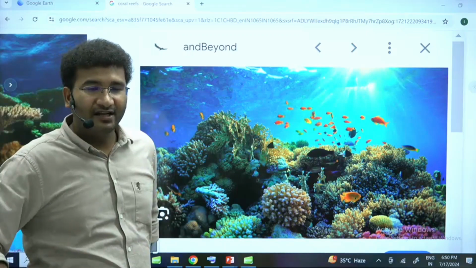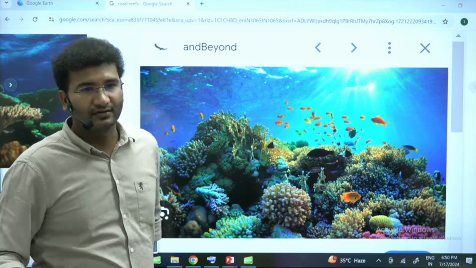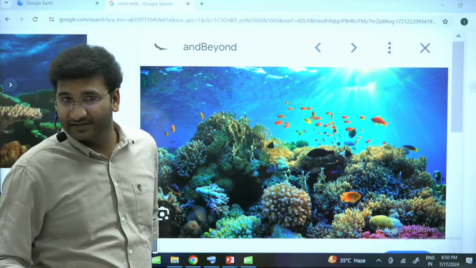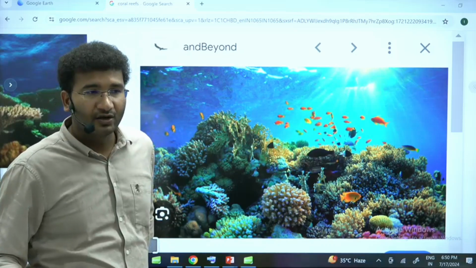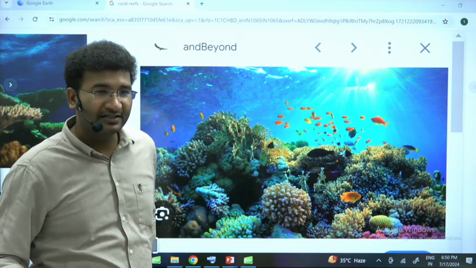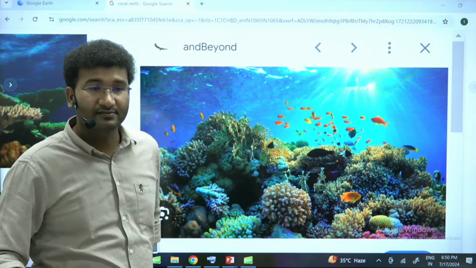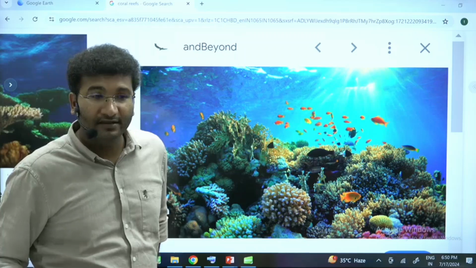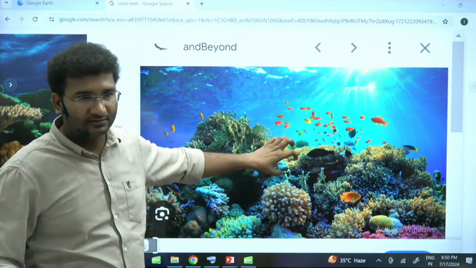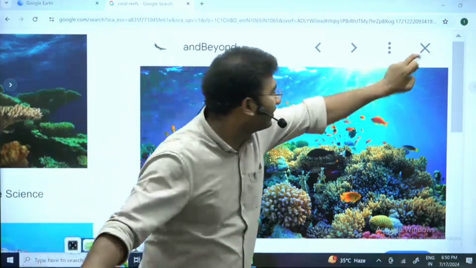Reefs are not formed in cold water; they survive only in warm water. Corals are present in both waters, but coral reefs, remember this very carefully, are only present in warm tropical areas. Warm in the sense not more than a temperature of 28 degrees Celsius. Comparatively this is warmer water. Okay. In polar regions there are no coral reefs. Okay, come back.